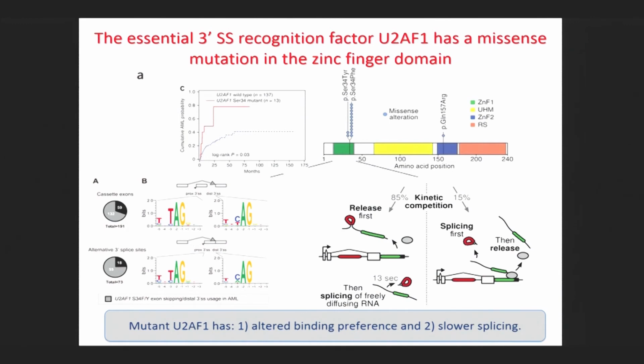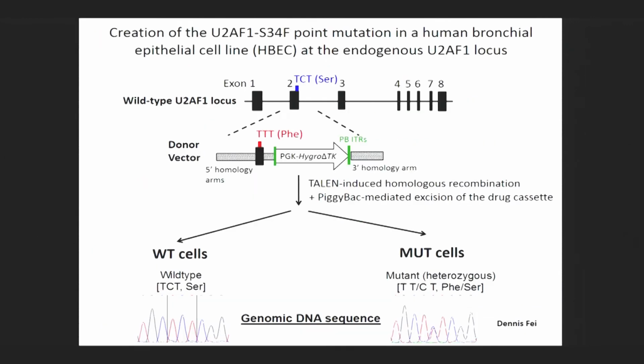Now, what is the physiological effect? To ask this question, we turn to lung. So this is human bronchial epithelial cells. These splicing factor mutations occur in around 6% of lung cancer patients. And starting with TALENs and then finishing with CRISPR, we made the following cell lines.